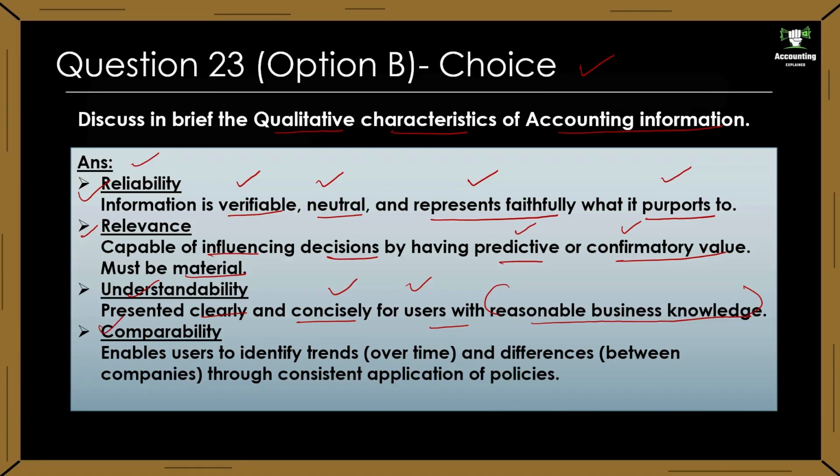Next, comparability: enables users to identify trends over time and differences between companies through consistent application of policies. So it has to be compared. The accounting information should be comparable. The data in the accounting information should be enough to be compared over time, that is, with the past period, or it should be easier for us to project for the future period also. And it should be comparable with other similar companies who are competitive to us. Okay. These are all the four qualitative characteristics of accounting information, and these are a robust tool for analysis and informed decision making for the business.